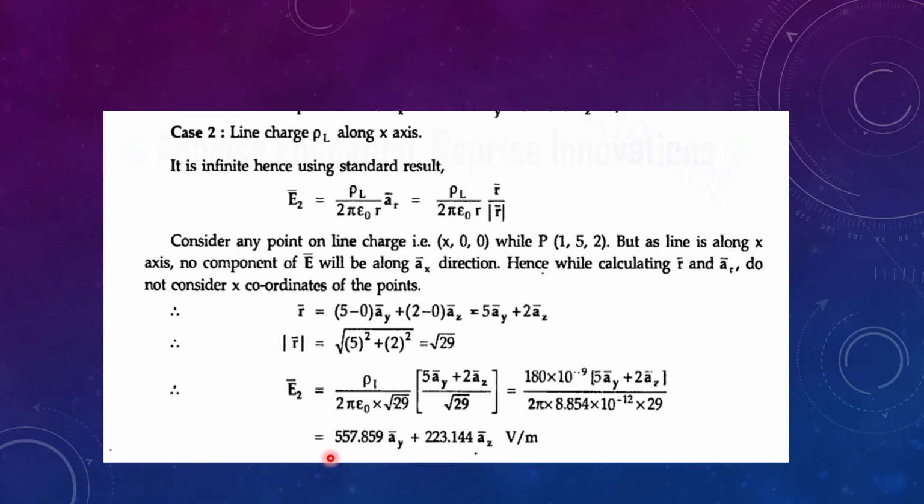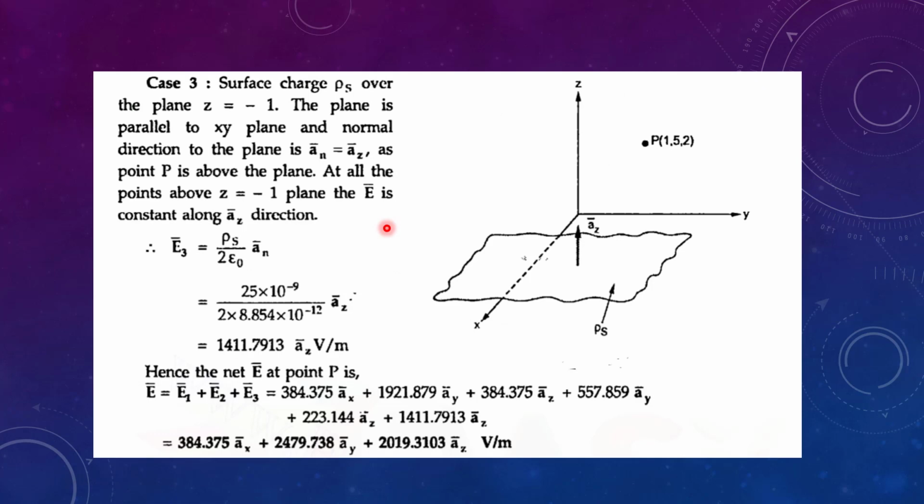So the final equation, finally, E2 is 557.85 AY cap plus 223.14 AZ cap volts per meter. So this is case 2, because of the line charge. In the next case, we'll consider the surface charge. So case 3, the surface charge is considered.